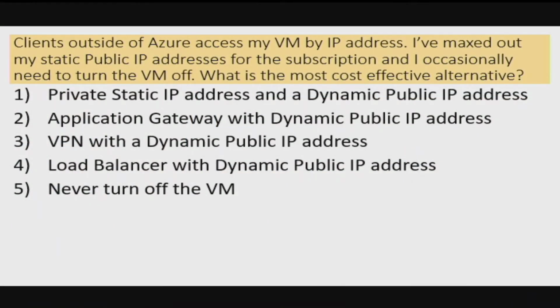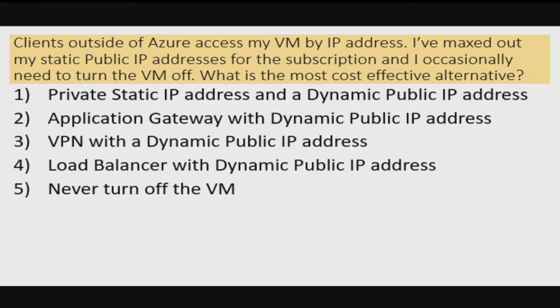Clients outside of Azure access my VM by IP address. I've maxed out my static public IP addresses for the subscription, and I occasionally need to turn off the VM. What is the most cost-effective alternative? Right. So here, they need to access this VM constantly by IP address. So I don't want the IP address to change, but I don't have any more public IP addresses to assign to it. And I can't use a dynamic one because if I shut the VM off, I'll get a new public IP address.